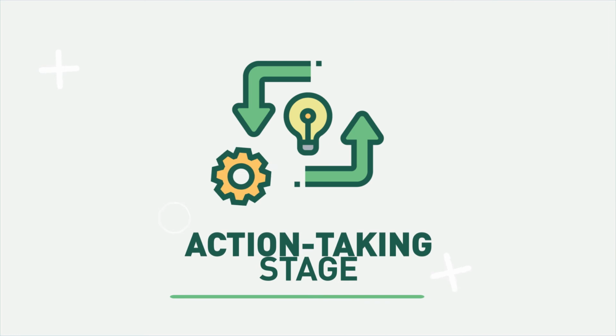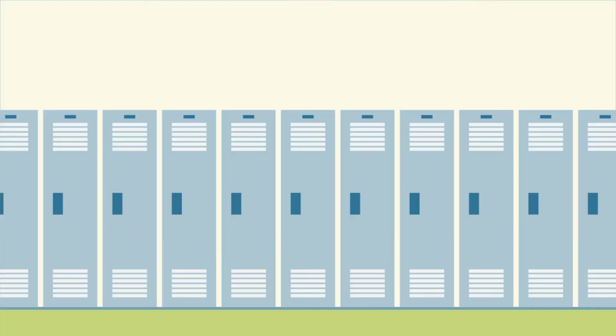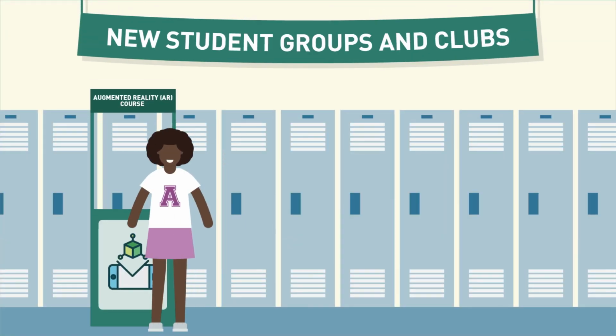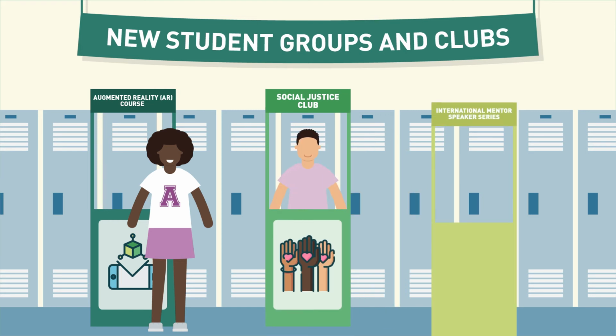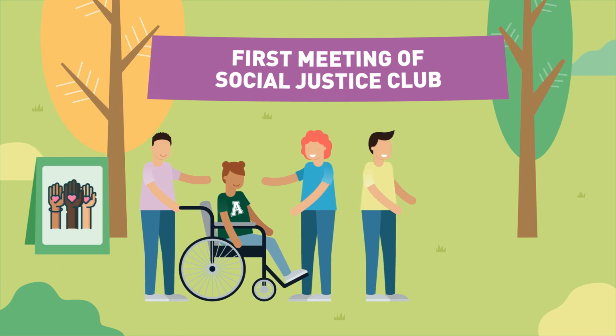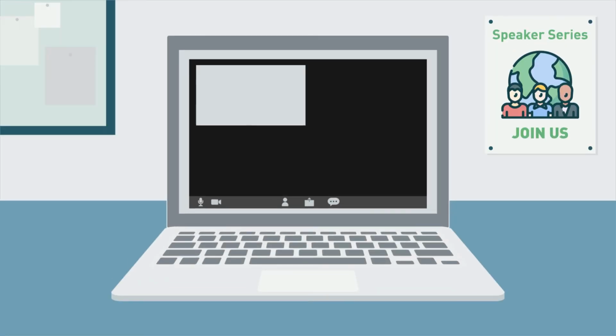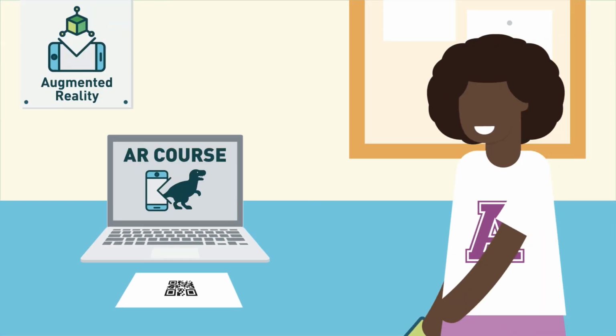The second stage is the action-taking stage. This is when youth and adults implement the activities they planned to address the issue or parts of the issue they selected. For example, creating a social justice club with regular meetings, or creating an international mentoring or speaker series, or new courses or workshops on emerging technologies.